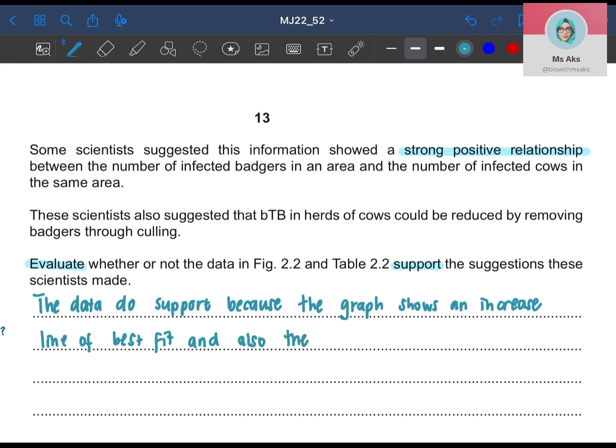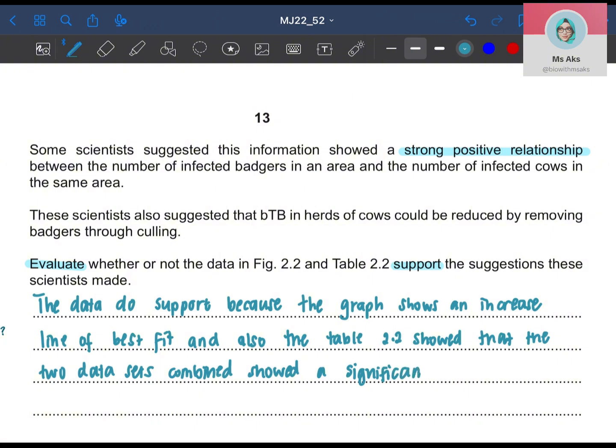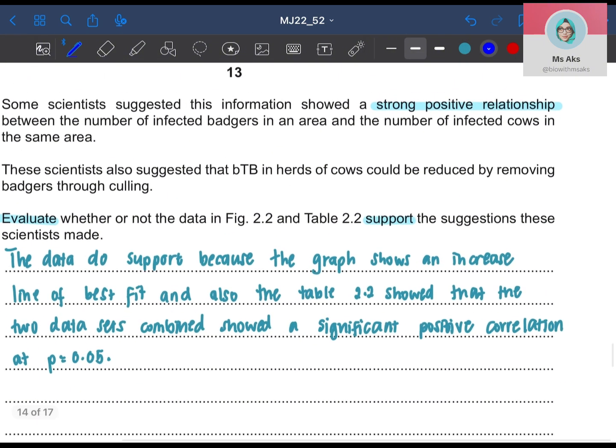And also the table, at probability 0.05. Then we can argue for the other bits why it's not supporting.